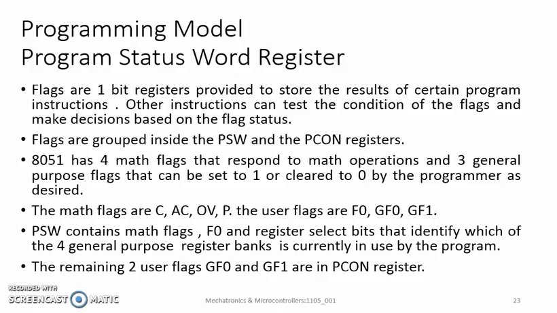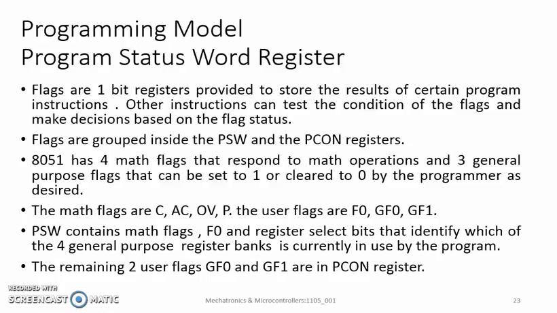Next is the program status word register. Flags are 1-bit registers which are used for storing the results of certain program instructions. Other instructions can also test the condition of the flags and then make certain decisions based on them. Flags are grouped inside a single register called the program status word register, and also in the power control register.